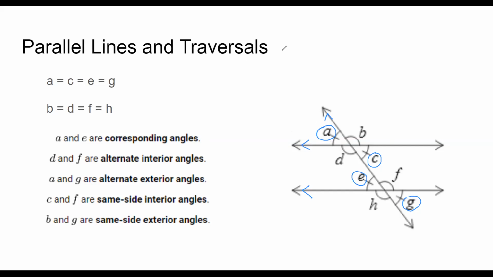Then on the other hand, we have B and D are the same because they're vertical angles. And then F and H are also the same as B and D.